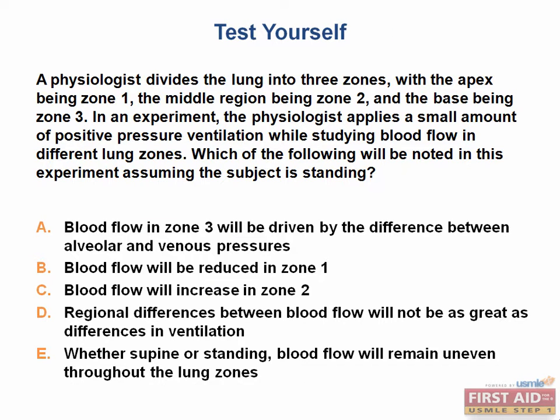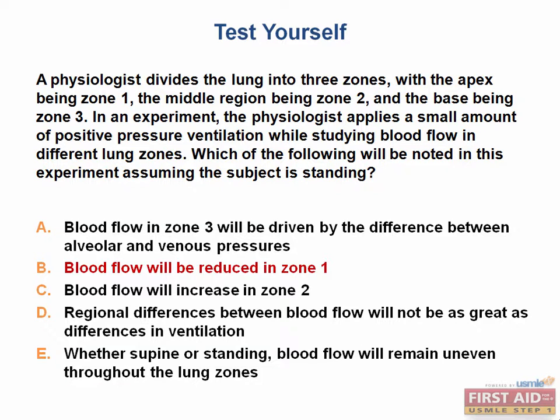A physiologist divides the lung into 3 zones, with the apex being zone 1, the middle region being zone 2, and the base being zone 3. In an experiment, the physiologist applies a small amount of positive pressure ventilation while studying blood flow in different lung zones. Which of the following will be noted in this experiment assuming the subject is standing?